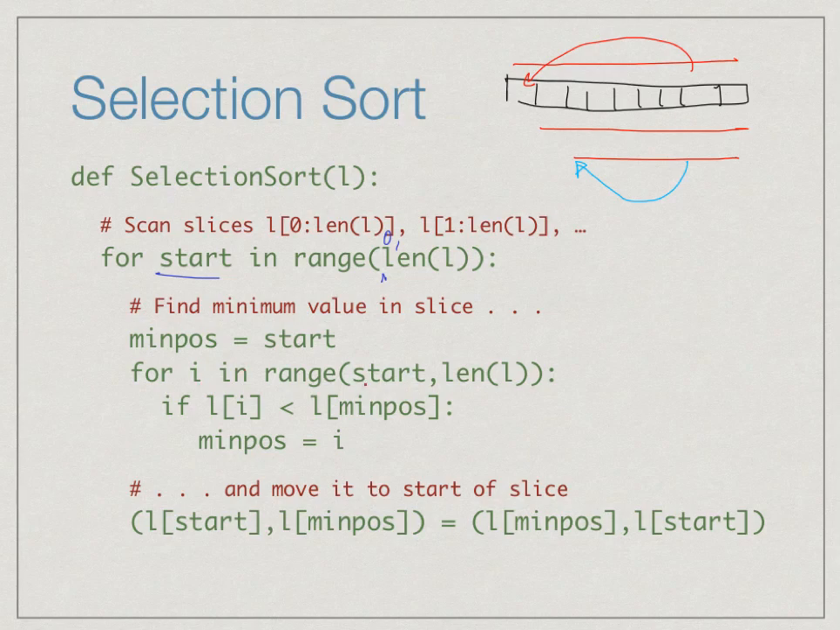Then we scan from this position onwards, and if we find a strictly smaller value, that is, if L of i is smaller than what we currently believe is the minimum value, we replace the minimum position by the current index. So in this way, after going through this entire thing, we would have found that, say, this position is the position of the minimum value. Then we need to exchange these two. So we take the start position and the min position, and we do this simultaneous swap, which we have seen before. We take two values and exchange them using this pair notation.